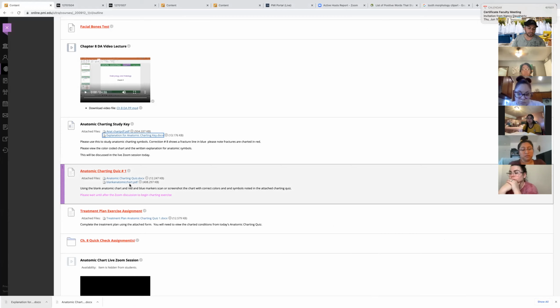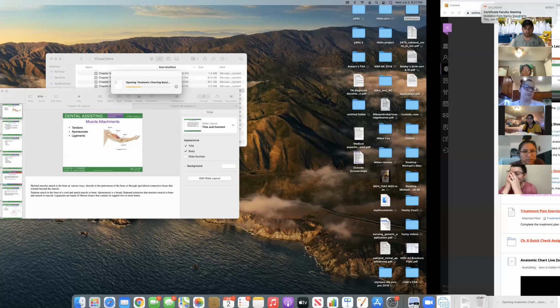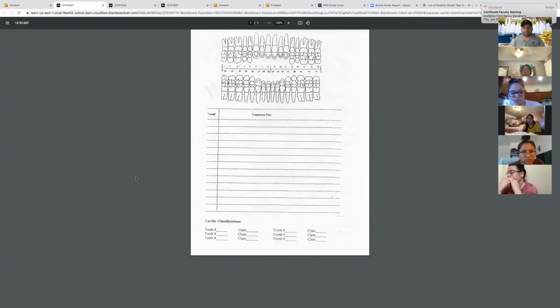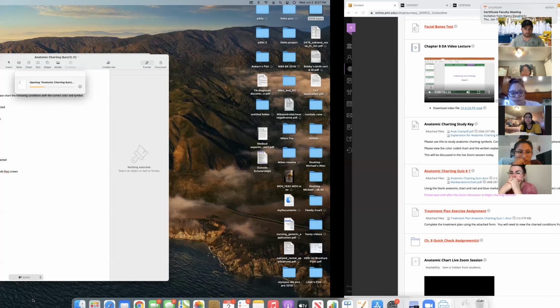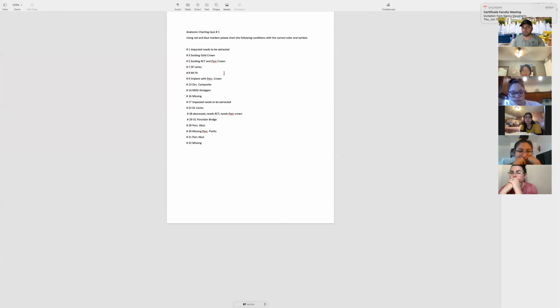So for the actual charting assignment for tonight, you're going to get a blank anatomic chart. Sorry, wrong one. There you are. So you're going to get something like this, right? That has a blank anatomic chart. It's also got a treatment plan on the bottom. So you're going to open up this anatomic charting quiz, and it's going to give you some things to put in there.